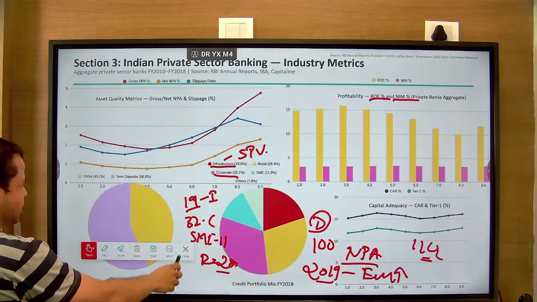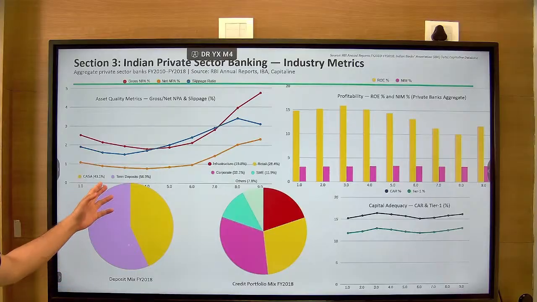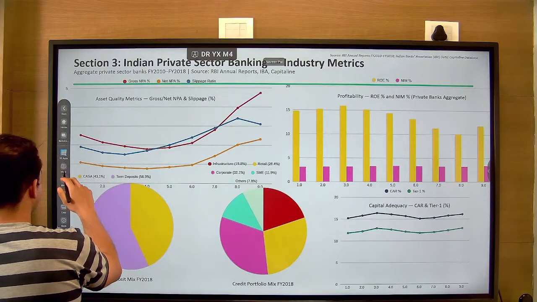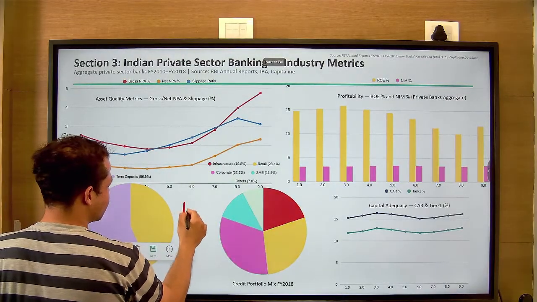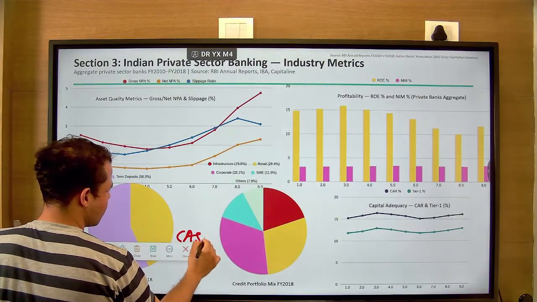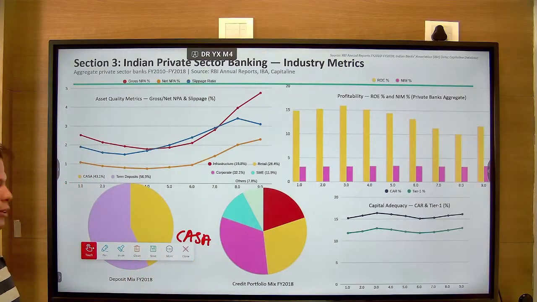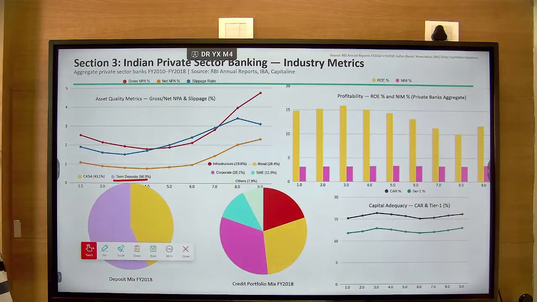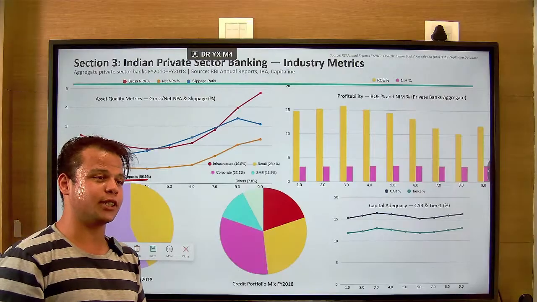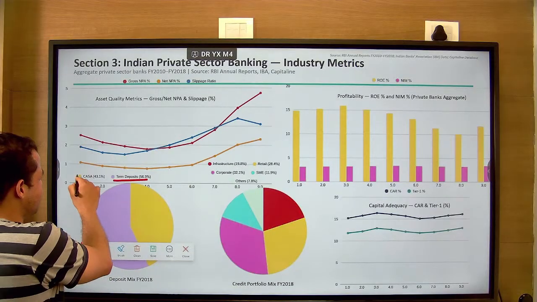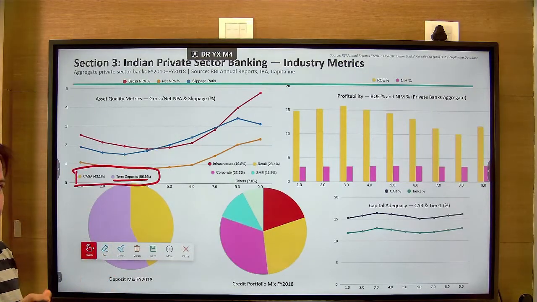So this figure tells us about the CASA ratio and term deposits. If a bank gets a deposit of 100 rupees, how much is distributed towards the CASA ratio, like current accounts and savings accounts, and what amount is distributed towards other term deposits, like fixed deposits or recurring deposits. So this ratio talks about how a particular deposit is distributed among CASA and term deposits.